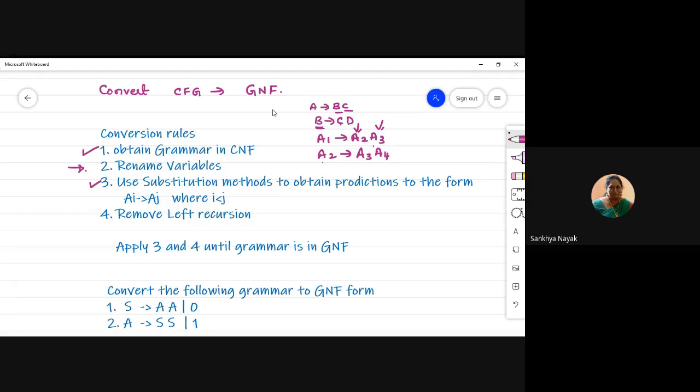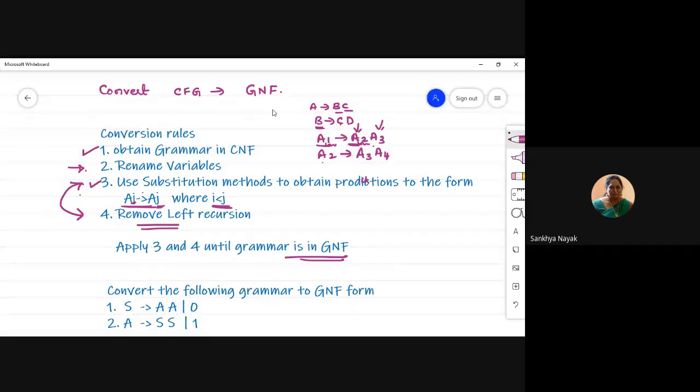We use substitution methods to obtain the productions in this format. That is, always you see here A_i derives A_j, so that means here i is less than j, correct? So we should get every production in that format. That is, the left hand side index should be less than the right hand side index. Otherwise, I am going to change it. And if left recursion is there, we are going to remove the left recursion. We'll continue doing step 3 and step 4 until finally the grammar is in Greibach normal form.